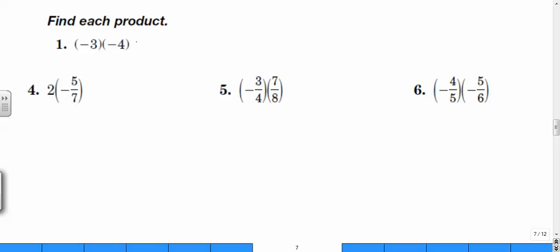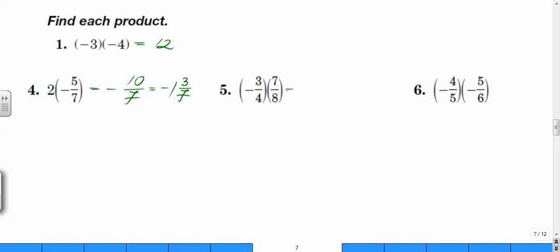Find each product. Number 1, positive or negative? Positive. 3 times 4, 12. Number 4, positive or negative? Positive times negative, always negative. I got 2 times 5 over 7, that will give me 10 over 7. If you want, 7 goes in 10 once. 7 out of 10 will be 3 sevenths, right?